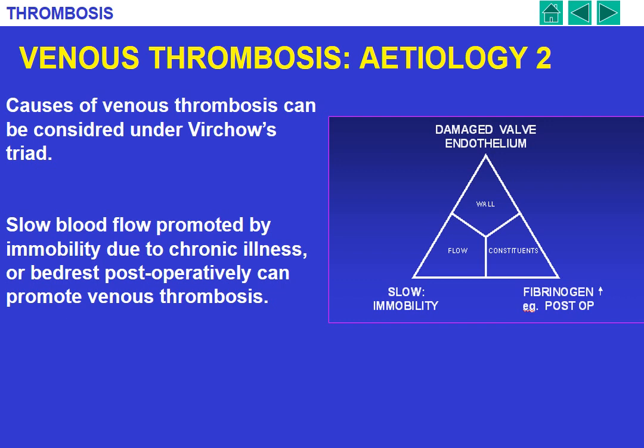The final arm of Virchow's triad, which we can use to consider factors which promote venous thrombosis, addresses changes in flow of the blood. Slow blood flow, promoted for example by immobility due to chronic illness or bed rest post-operatively, can contribute to development of venous thrombosis.